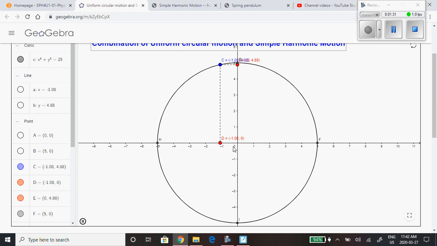So look what's happening here. The object goes over, stops, comes back the other way. Stops, comes back the other way. Kids, the X component of uniform circular motion is simple harmonic motion.